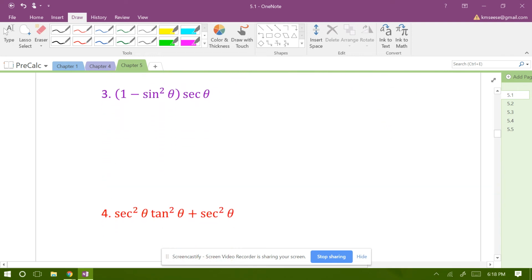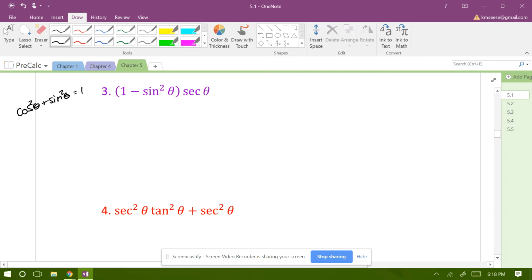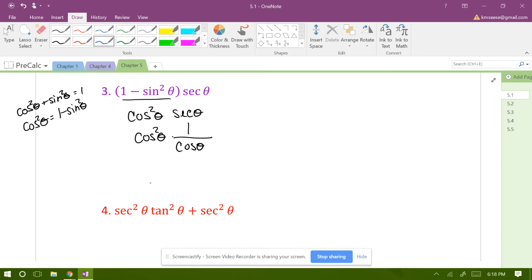All right. Number 3 is 1 minus sine squared of theta. So remembering the identity, cosine squared of theta plus sine squared of theta equals 1, if I subtract sine squared from both sides, 1 minus sine squared is cosine squared. This is cosine squared of theta times secant of theta. So this is cosine squared of theta times secant, which is the reciprocal of cosine, so that's 1 over cosine of theta. And what happens is you can cancel one of your cosines out. This reduces nicely to just cosine of theta.